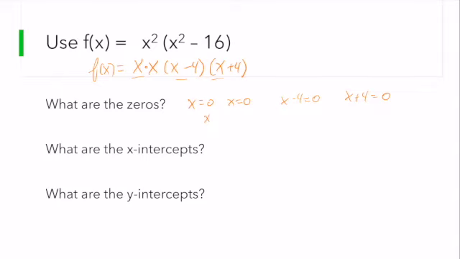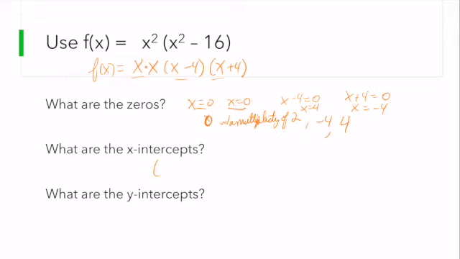That means I have x equals 0, with a multiplicity of 2, meaning it occurs twice. I have x equals 4 is a zero, and x equals -4 is a zero. So what are these? These are the x-intercepts.